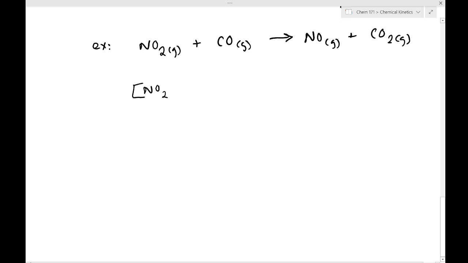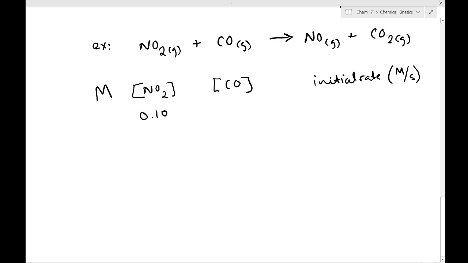So pretend that I ran an experiment real quick. And by the way, I'm giving all of these concentrations in molarity. So I have the NO2 concentration and the carbon monoxide concentration in molarity, and I'm measuring an initial rate. And this initial rate, just like always, is in molarity per second. I'm going to start out with concentrations of 0.10 moles per liter of nitrogen dioxide and 0.10 moles per liter of carbon monoxide.